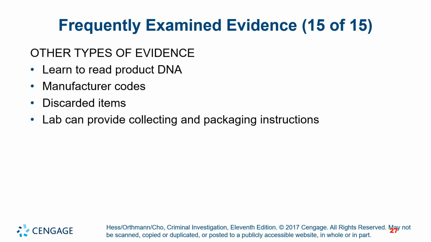There are plenty of other random types of evidence found at scenes. These can include prescription eyeglasses, broken buttons, glove prints, and other personal evidence. These can be examined and compared. And investigators learn to read what is called product DNA, which is the printed code that appears on nearly every manufactured or mass-produced item because it provides valuable leads.